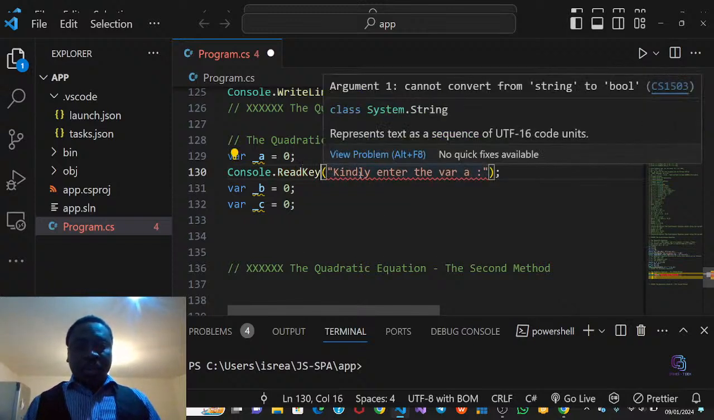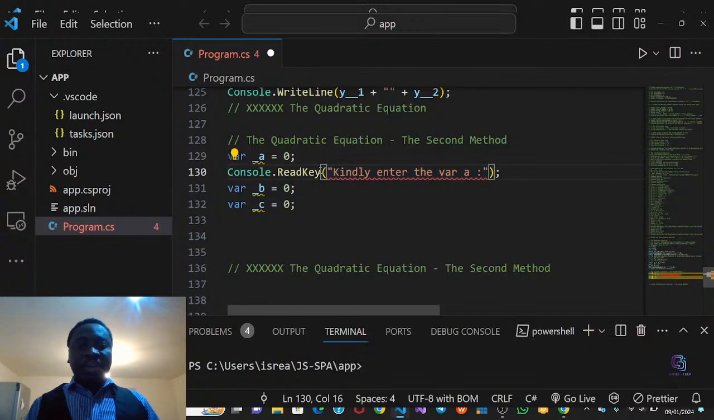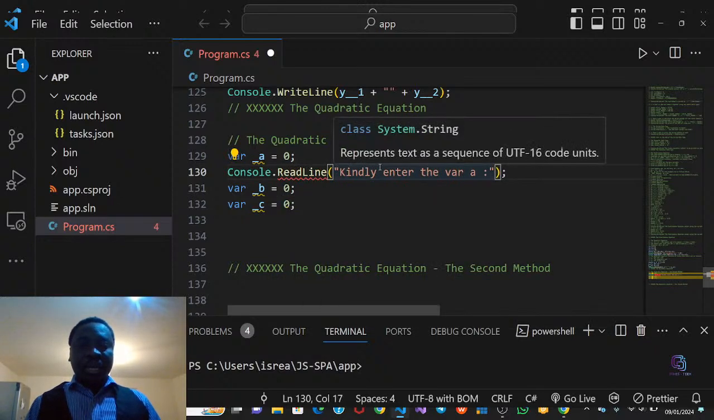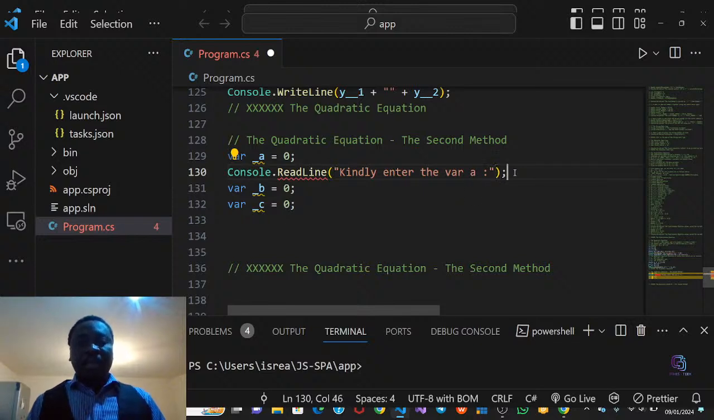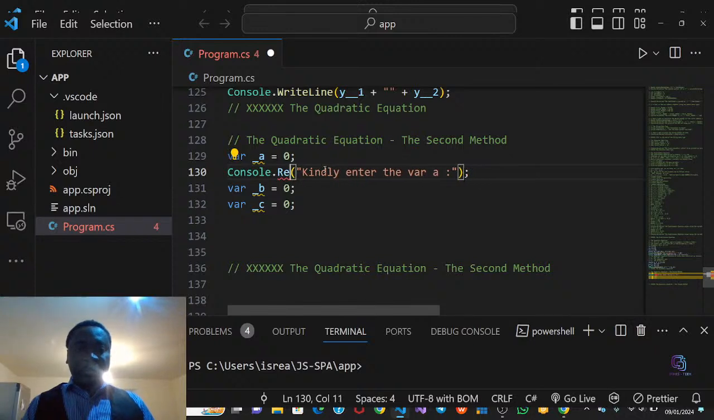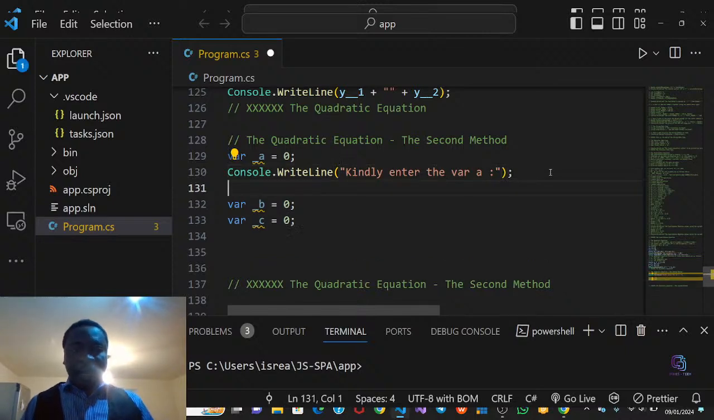So kindly enter the variable, the console dot read. I want to read the line. So read line, kindly enter the variable A. With this, I want to enter a variable. Sorry, console dot write line. So kindly enter the variable A. So I will now say, what's variable A? I can now say A. I want to convert it.